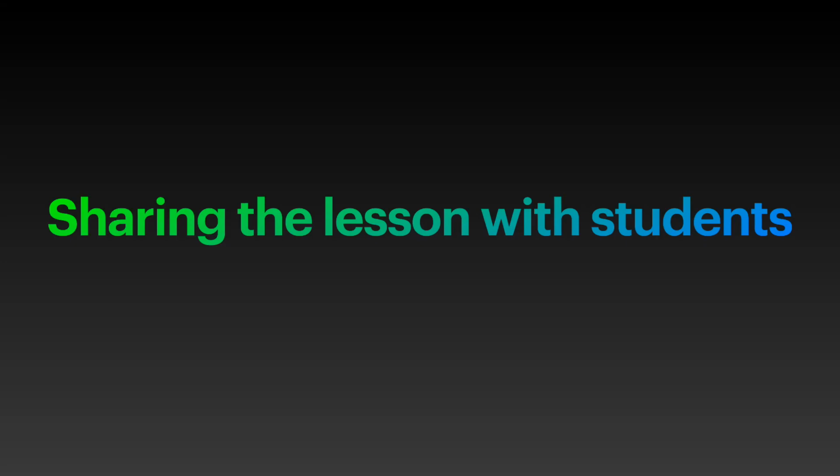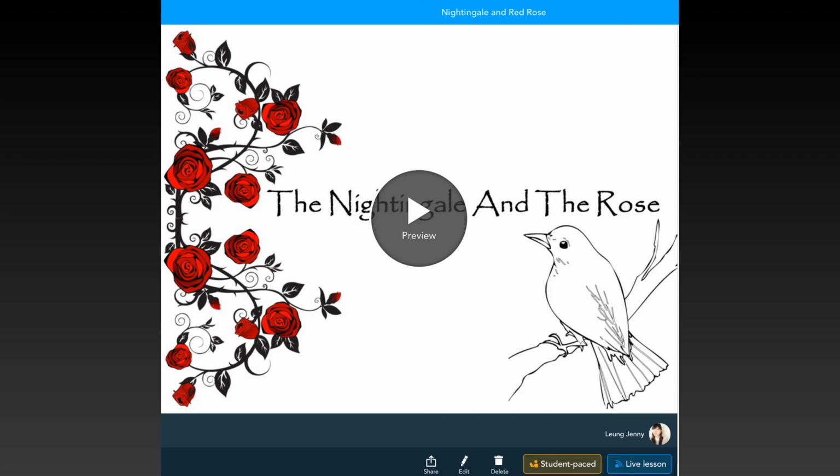And the next step is how you are going to share the lesson with the students. So when your Nearpod lesson is ready, once you go to your My Library and you will see your Nearpod lesson, you click on it, you will see this page. And of course, you can share, you can edit, you can delete, but most importantly, there are two buttons at the bottom right corner. One is Student Paced, one is Live Lesson.